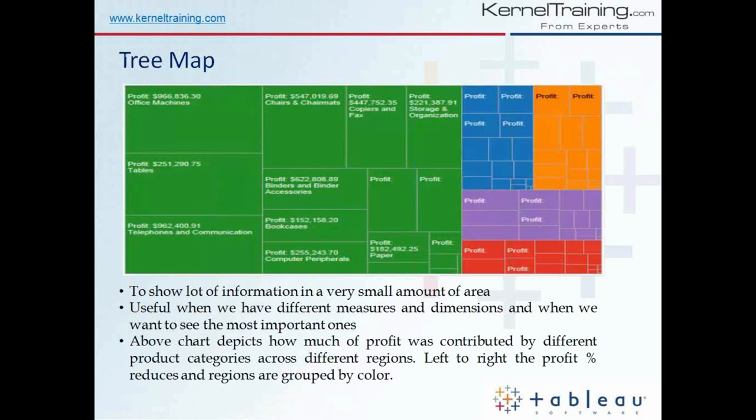Same way, tree map is nothing but showing lots of information in a small area. See, in this area we can show a huge amount. These are based on the color. We can segregate the data by color also. So lots of information you can show in a tree map.